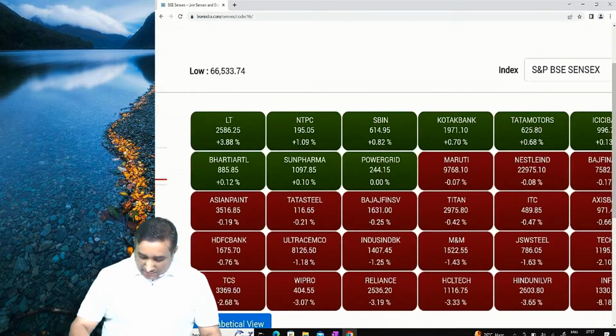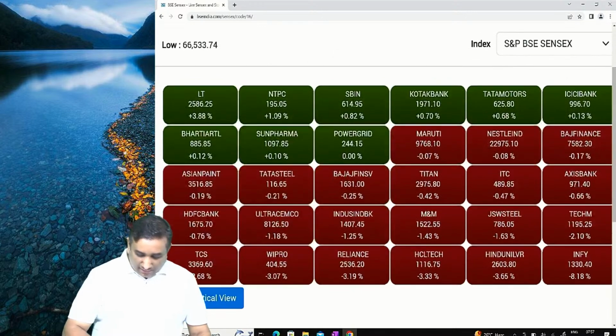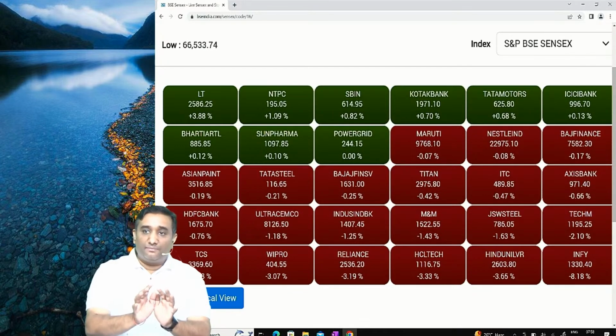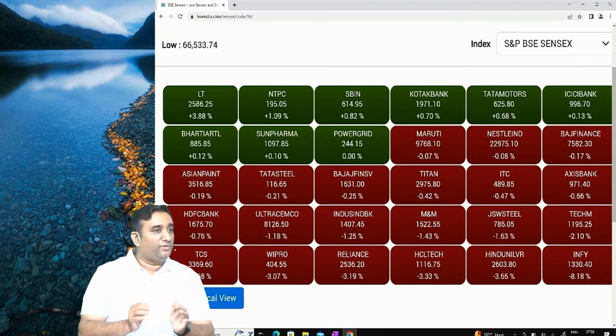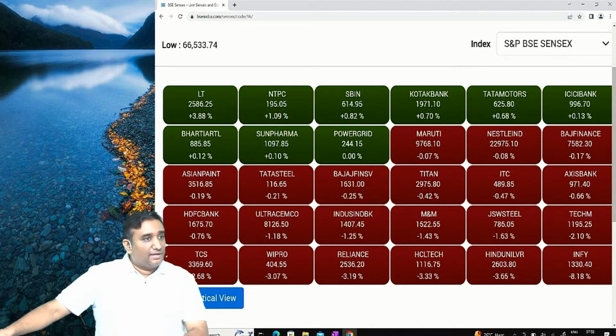That means these are the constituents of this market. If you look at it, it's 1, 2, 3, 4, 5 vertical and horizontal, multiplied by 6, so 30 companies are there. The movement of these 30 companies will make the market either move up or move down. That's called Sensex. Now in this case some are in green and some are in extreme deep red.